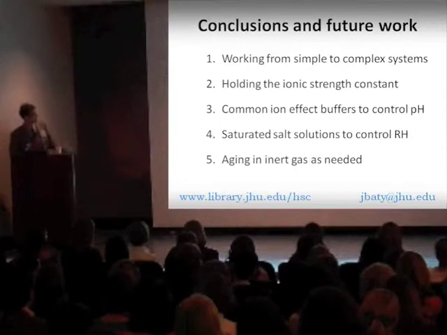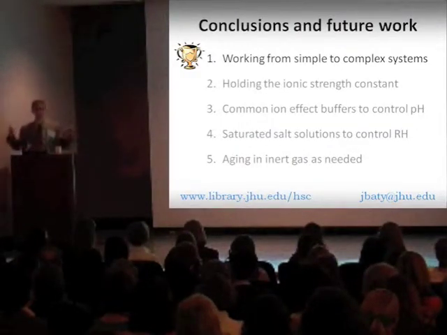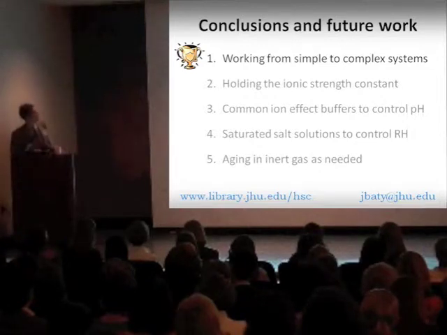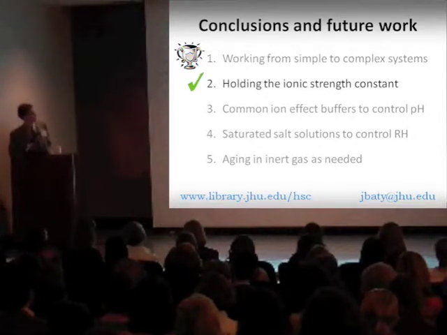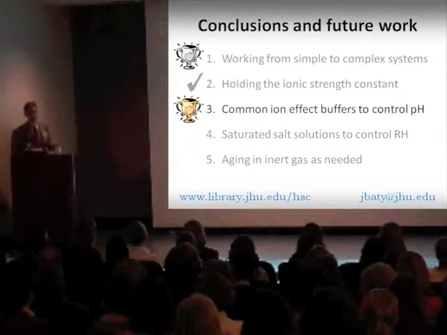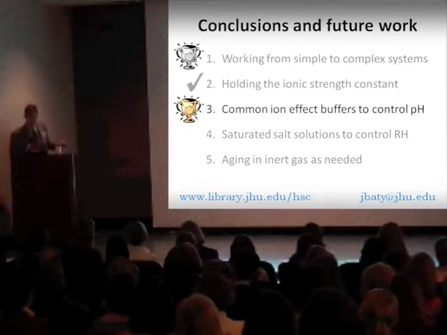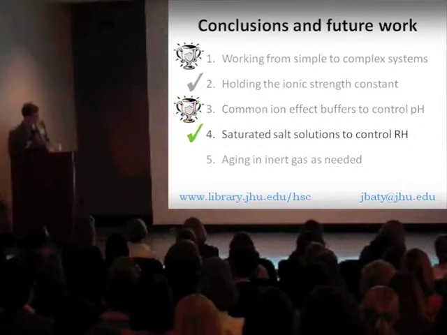Conclusions and future work. Working from simple systems to more complex, that's been a great success. That's the only way we can make any mechanistic arguments in paper degradation. Holding the ionic strength constant, check. Common ion effect buffers to control pH. That's been a great success as well. We've done phosphates, we've done acetates, we're working on succinates, bringing that buffering system on board. Saturated salt solutions to control RH, check.